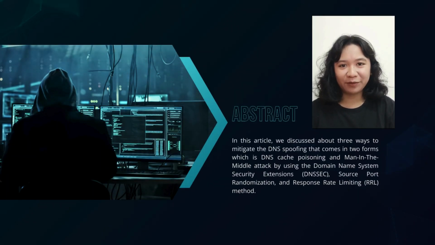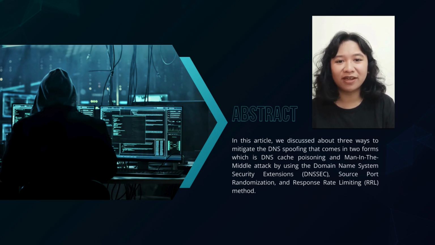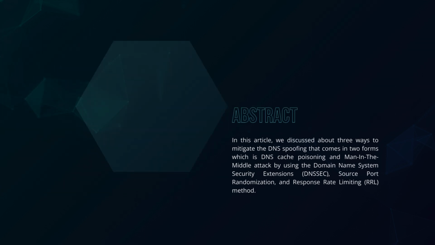In this article, we discuss three ways to mitigate DNS spoofing, which comes in two forms, DNS cache poisoning and man-in-the-middle attacks, by using the Domain Name System Security Extensions (DNSSEC), source port randomization, and the response rate limiting (RRL) method.